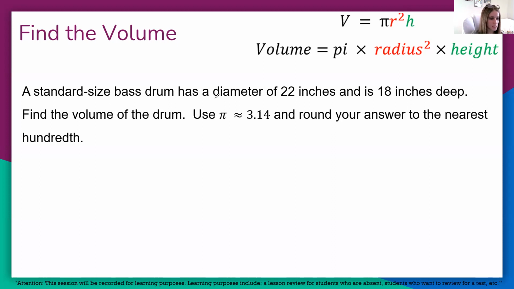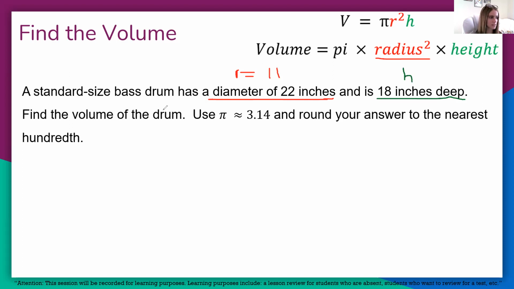When we read this, I notice that it gives me a diameter of 22 inches, but what I need is the radius. How can I find the radius? Radius is half of your diameter. So half, or dividing by 2, of 22 would be 11 inches. Our radius is 11. And if it's 18 inches deep, that means it is 18 inches tall. That would be our height.